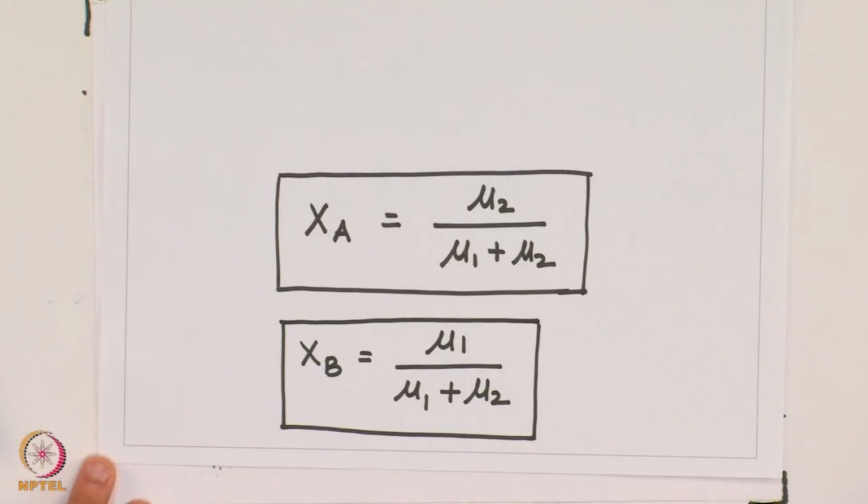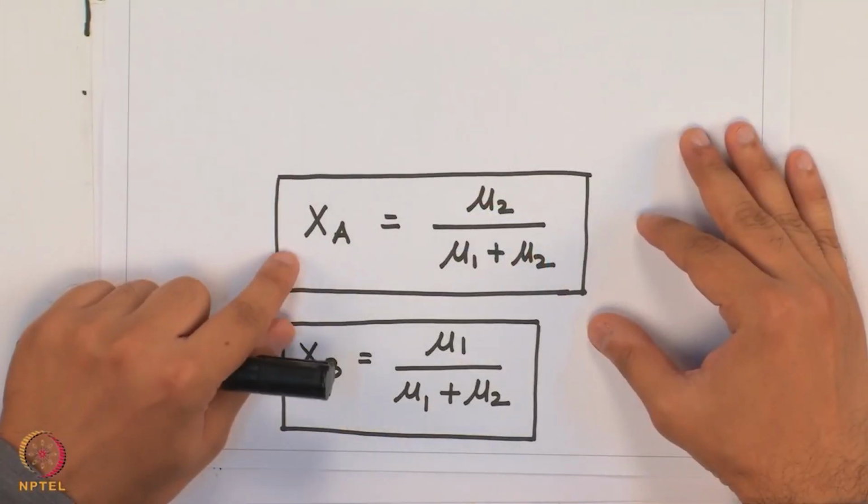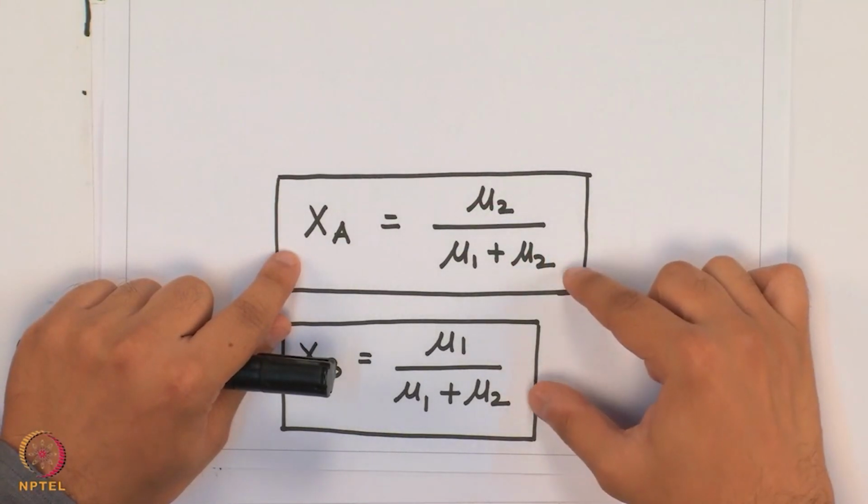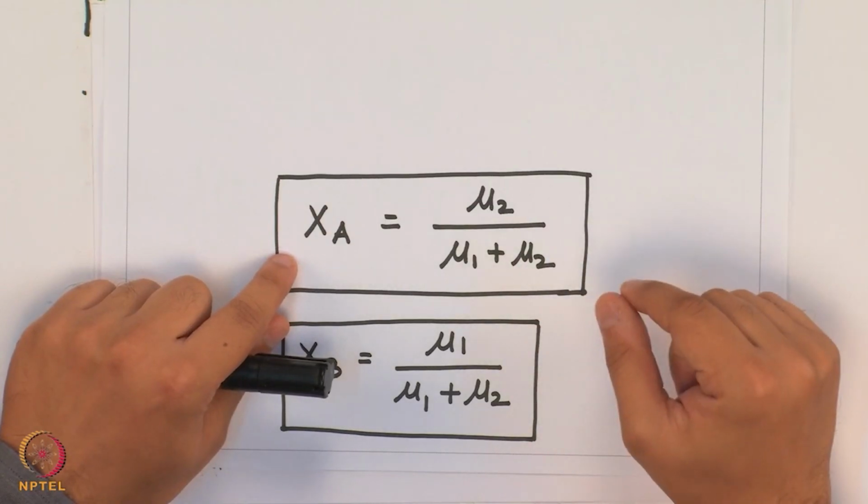Once you arrive at these relationships, one thing that you should convince yourself is that xa plus xb in the relationships that we have derived is equal to 1, which makes sense again because the sum of frequencies of the two distinct genotypes is equal to 1. That is well and good. Another thing you should look at is that in these expressions, the denominator in both is the same, but the numerators are different.